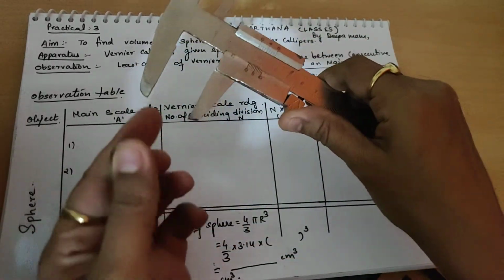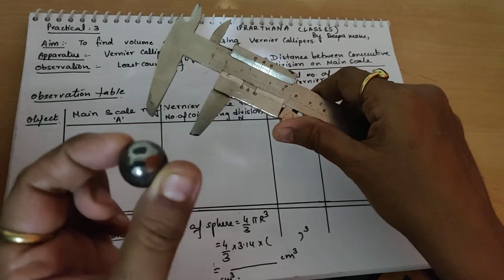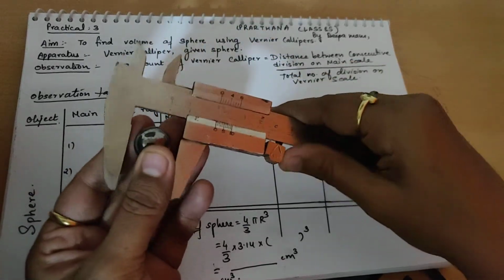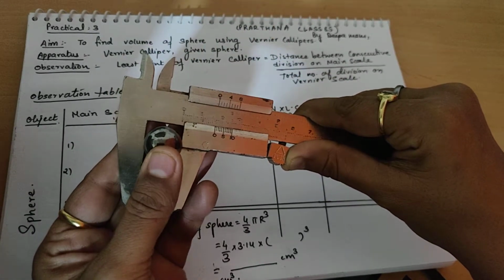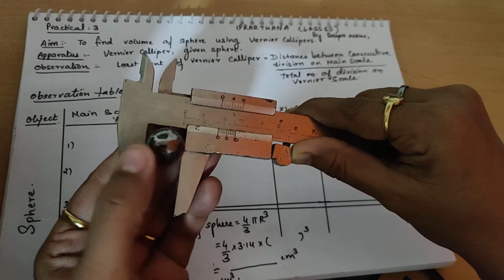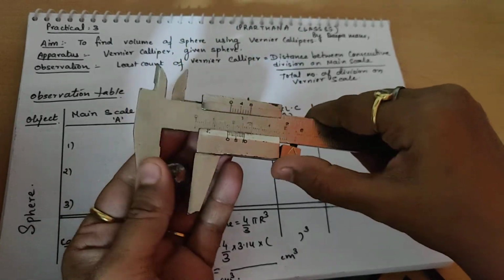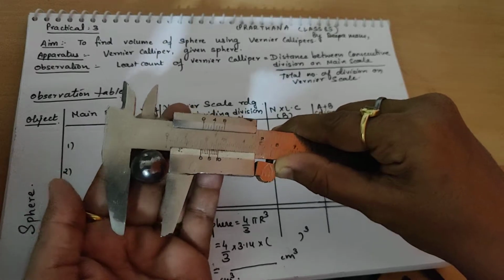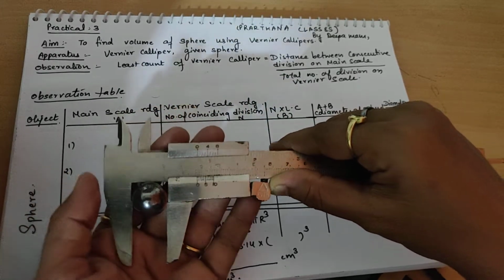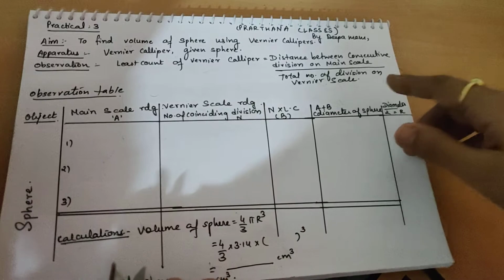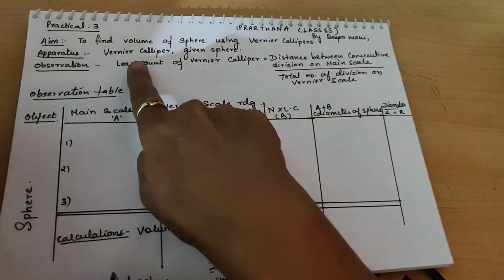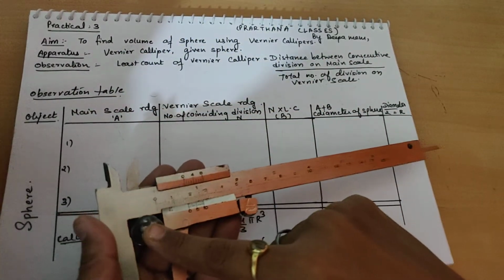Now you require to find out the volume of this sphere. So initially you must know how to find out: first you find out the diameter and divide by 2, that is the radius, and then we can find out the volume, fine. Now you know what the apparatus used here are: vernier caliper and the given sphere, fine.